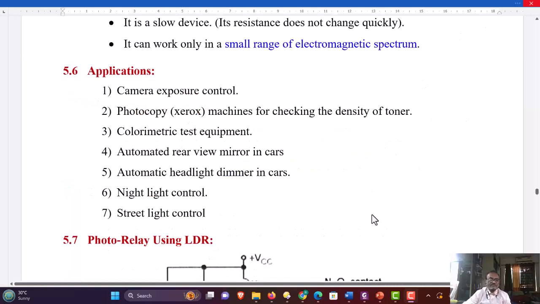Various applications the LDR finds are in the following areas: camera exposure controls, photocopy machines for checking the density of the toner, colorimetric test equipments, automatic rear view mirrors in the car, automatic headlight dimmers in the car, night light control, and street light controls are a few examples of LDR.